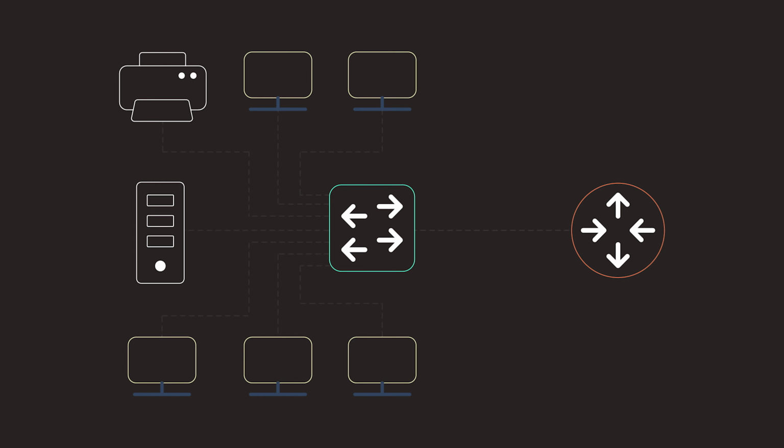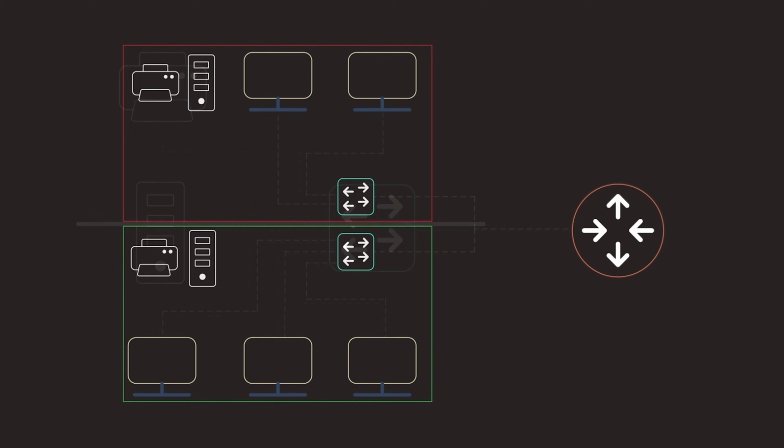To solve this problem, you could get more equipment to physically segment the network, or you could also introduce a router inside the network to break up the single broadcast domain into multiple broadcast domains. Obviously, this introduces more overhead and cost requirements.